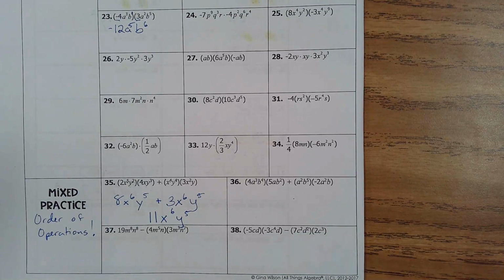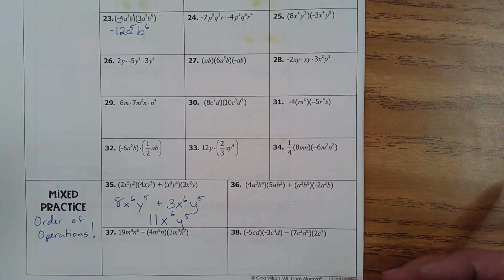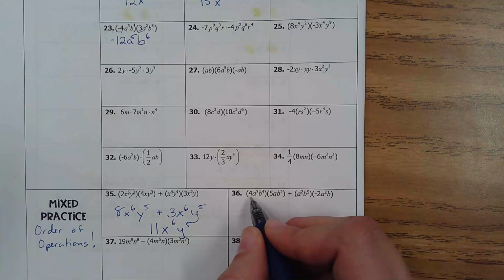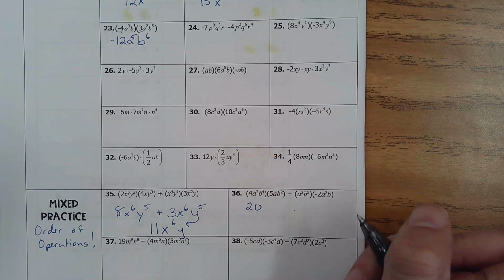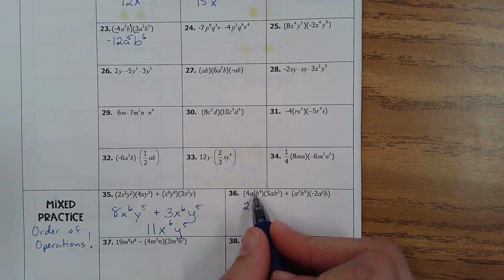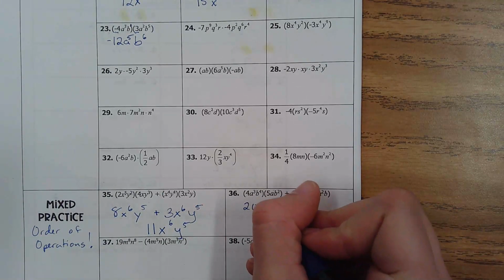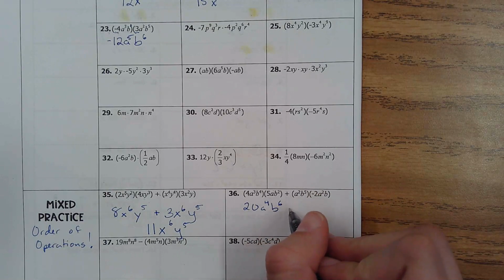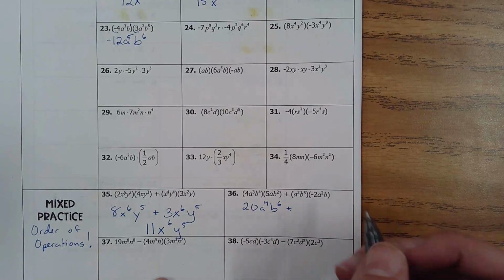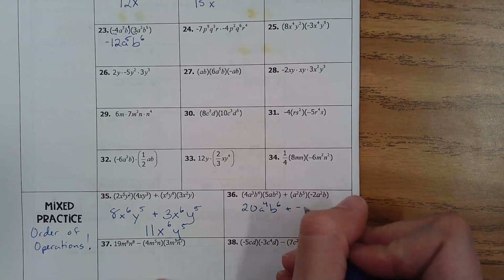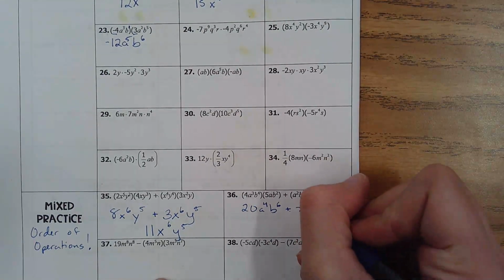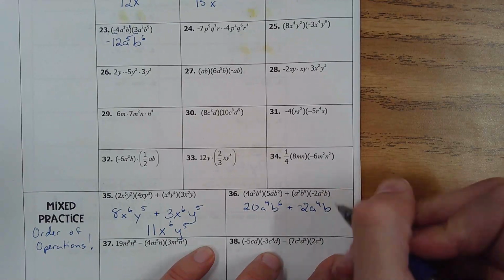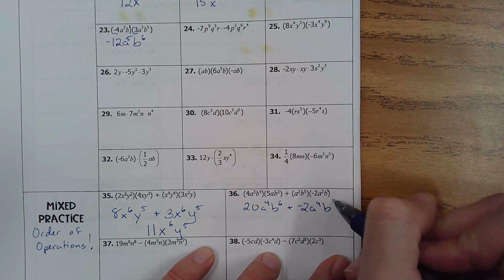Looking at number 36, this will be our last problem that we'll do together before you start your independent practice. We're going to do 4 times 5, which gives us 20. A, we are going to add our exponents, so 3 plus 1 gives me 4. B, we have 4 plus 2, which gives us 6. Plus 1 times negative 2 is negative 2. A, 2 plus 2 is 4. B, 5 plus 1 is 6.